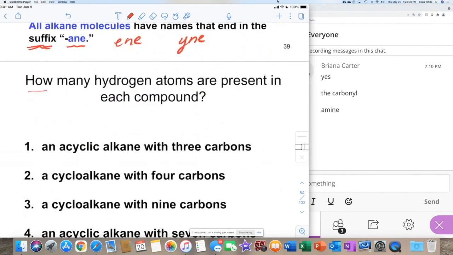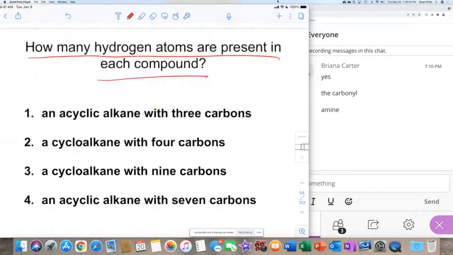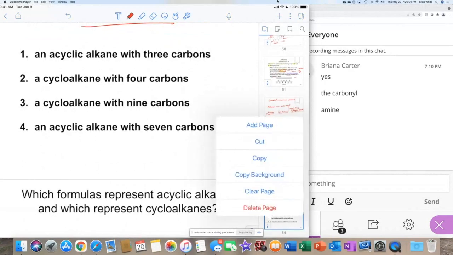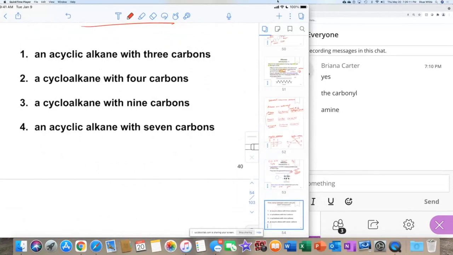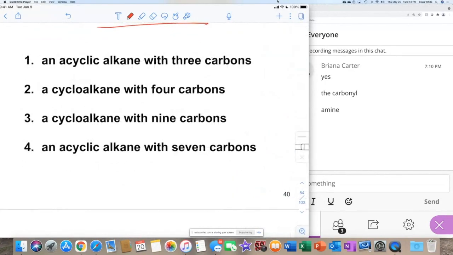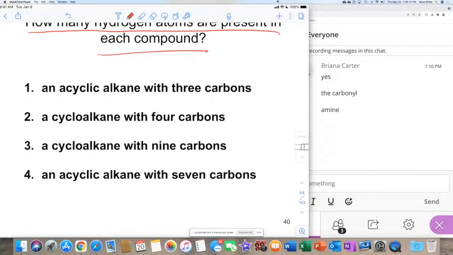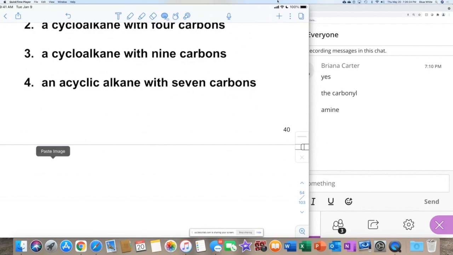So here we're asked, how many hydrogen atoms are present in each compound? Oh, okay, this looks fun. I like puzzles. So for me, yeah, I went from hating organic to loving it because I realized that I could look at it as a puzzle, like one of those games where you have to figure out, solve mysteries and stuff. So I was like, I can do this.